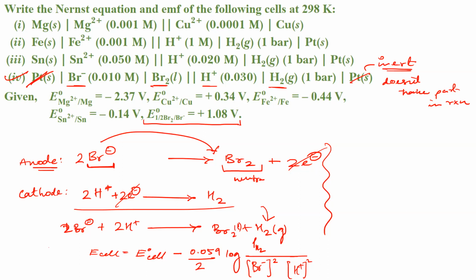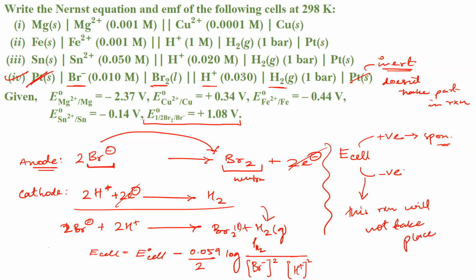Now, one more thing that I want all of you to do whenever you are writing this type of question. The E cell that you will be calculating can be either positive or negative. When it is positive, you will say that since the E cell is positive, this cell reaction will take place spontaneously. If the E cell is negative, then you say that since it is negative, this reaction will not take place. And if it is positive, then that reaction is going to take place spontaneously.